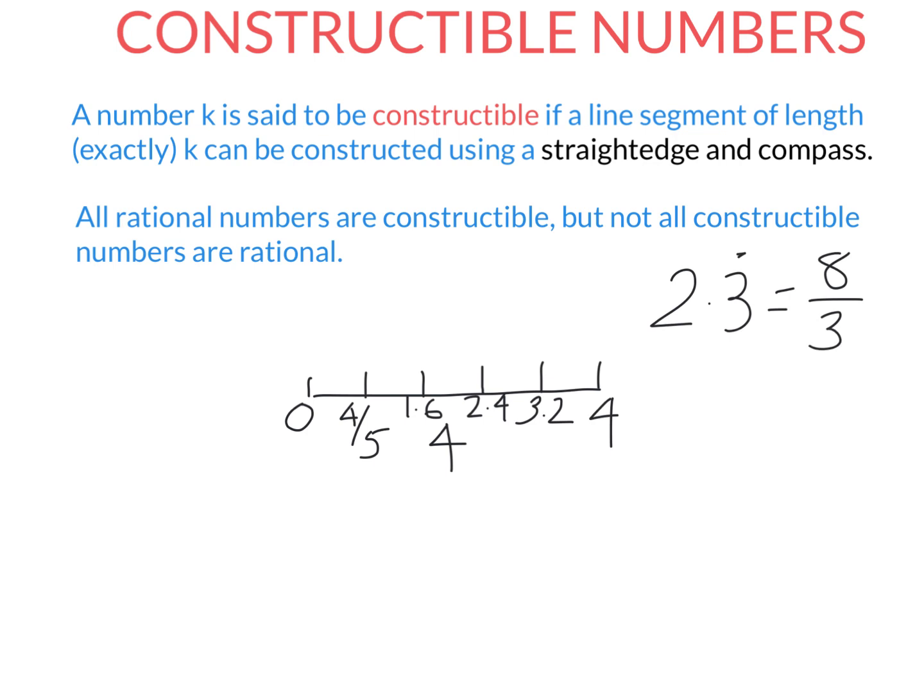We can use a straight edge to construct a length of 8, and we can divide it into thirds. That's why I can construct a line that has length exactly 2.3 recurring, whatever units, centimeters, millimeters, whatever. So all rational numbers are constructible. But it turns out not all constructible numbers are rational. It is actually possible to construct line segments with length k where k is an irrational number. So let's look at doing that.